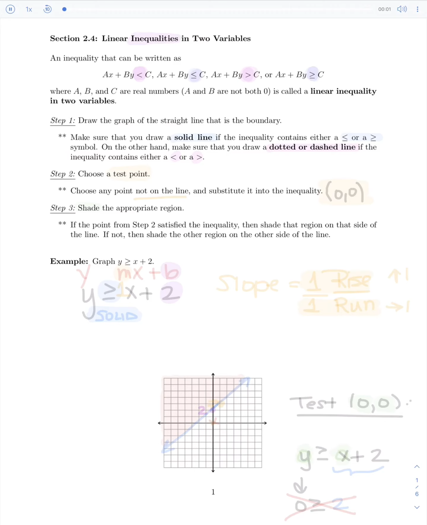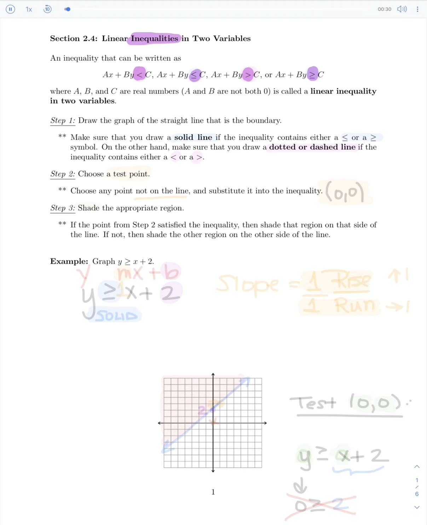Take a look at section 2.4. In section 2.4, we'll look at graphing what are called linear inequalities in two variables. How we know that these graphs are going to be different than everything else that we've seen in this chapter is because we're going to be looking at specifically graphs that have inequalities, meaning they'll have a greater than or a less than or greater than or equal to.